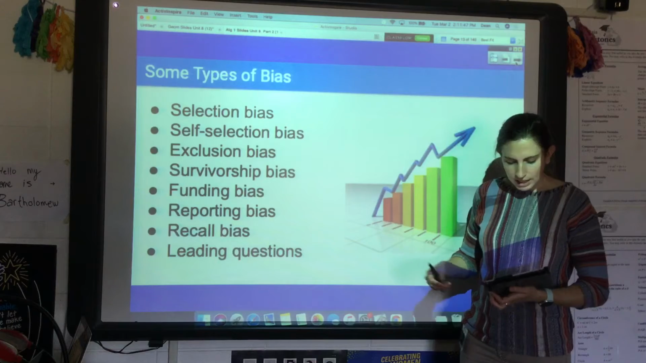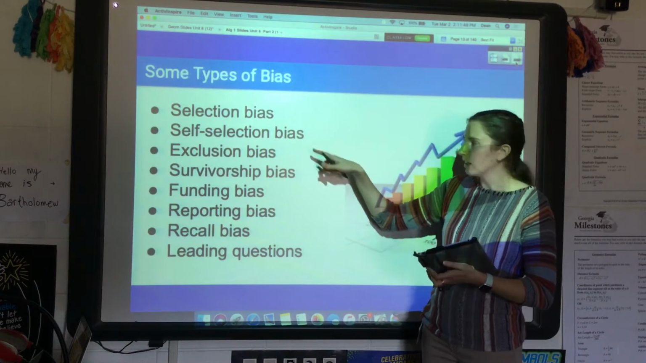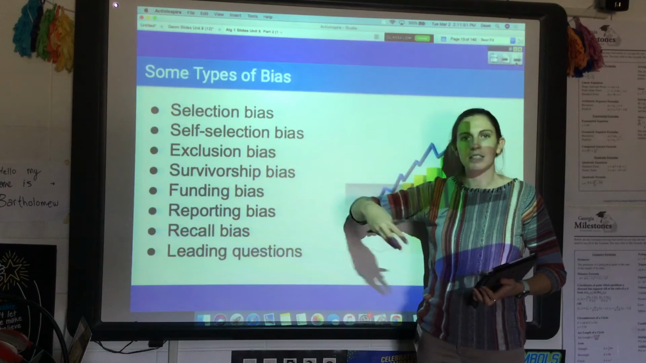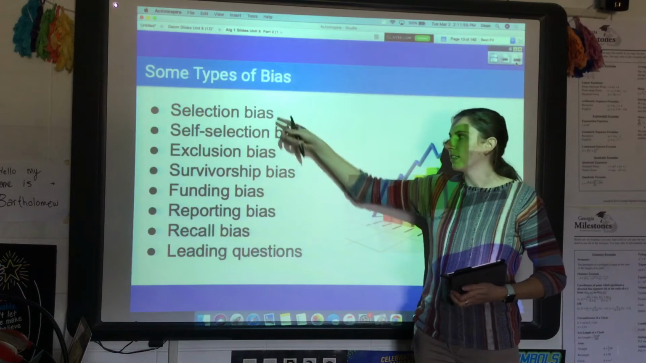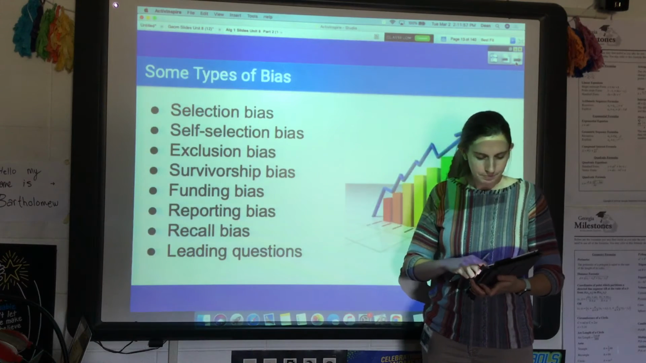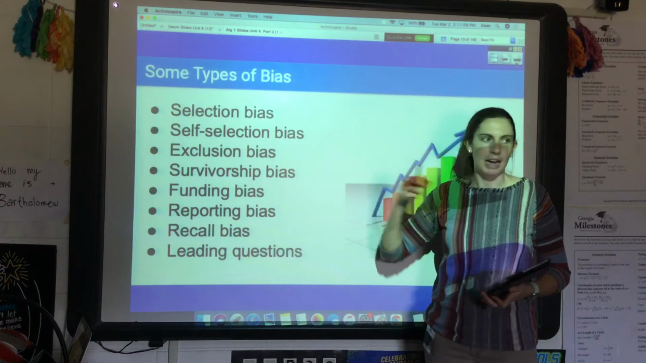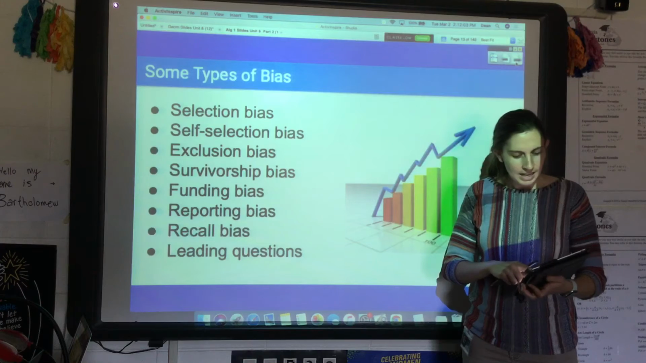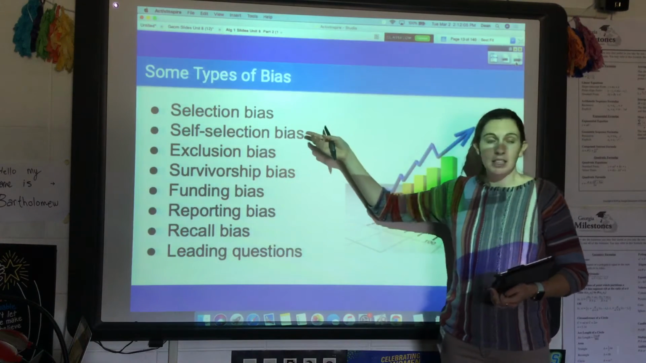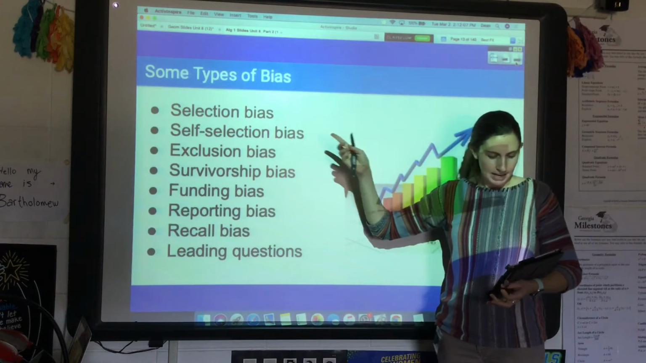All right, so selection bias is when certain individuals are more likely to be selected than others. Like if I just ask my friends, then that is selection bias. Self-selection bias is when you have a self-selected study, there's going to be bias.